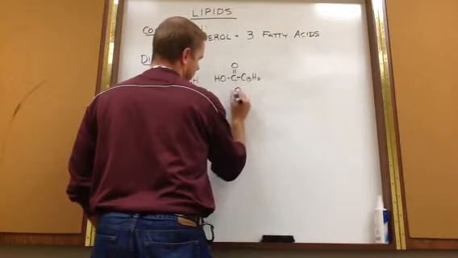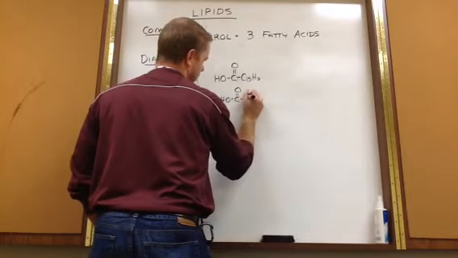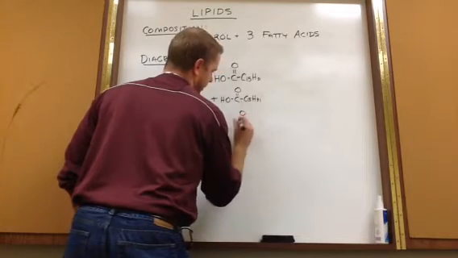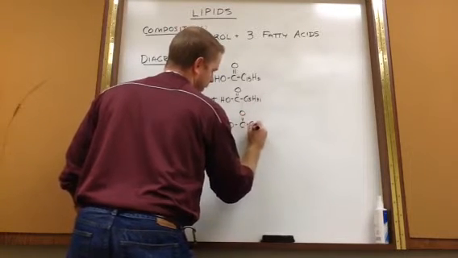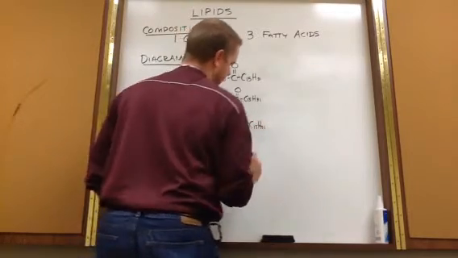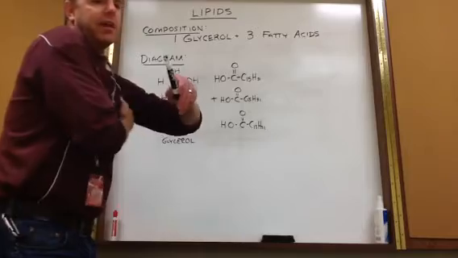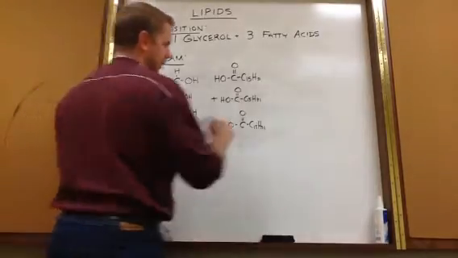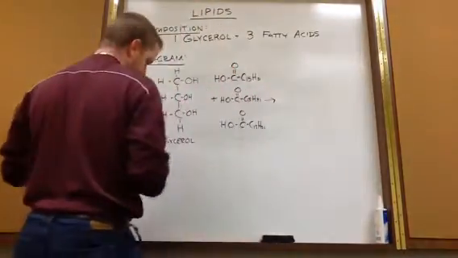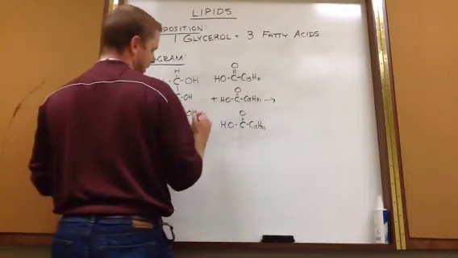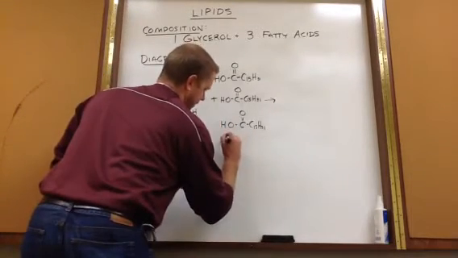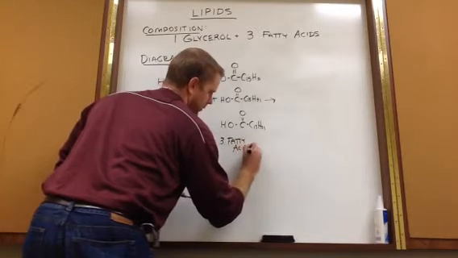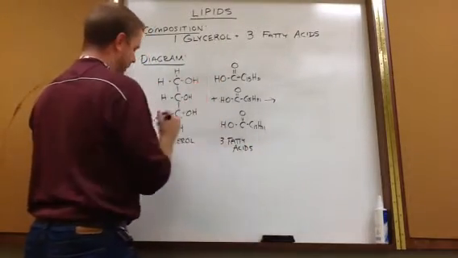So C, double bonded O, we're going to have an OH here, C15, H31, and here's a third, C double bonded O, OH, C15, H31. Now what's going to happen here is we are then going to have a dehydration synthesis reaction occur, where we're going to pull out water and we're going to create a polymer. By the way, these are your 3 fatty acids right here. So 3 fatty acids. All right there, 1, 2, and 3.